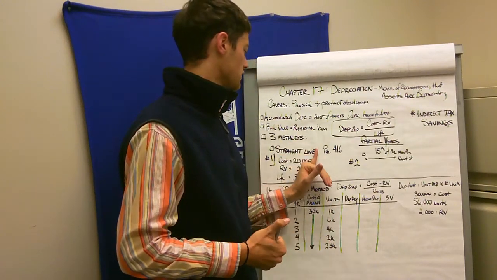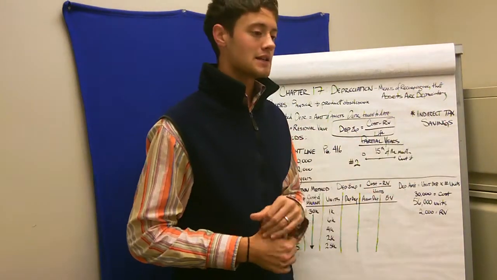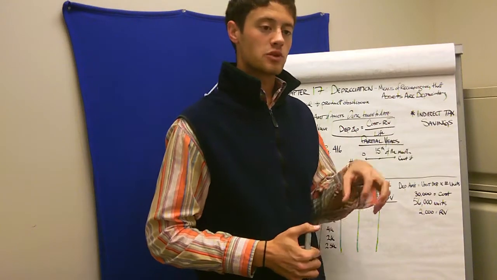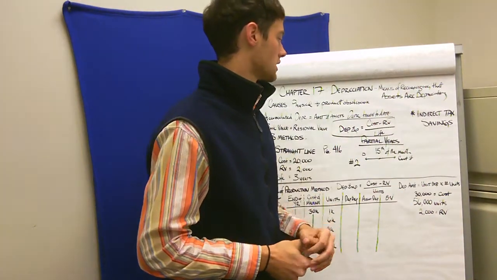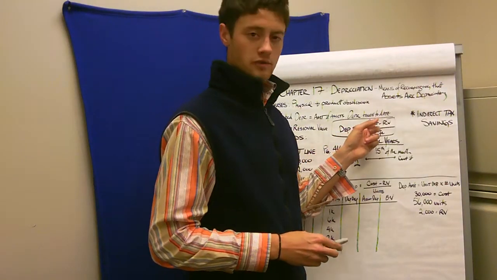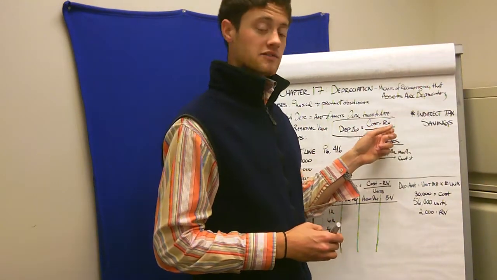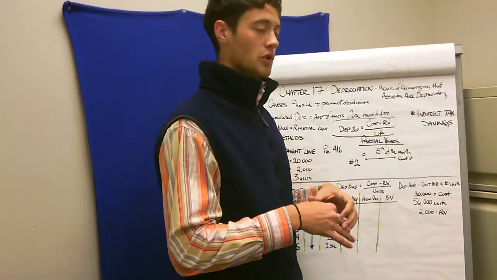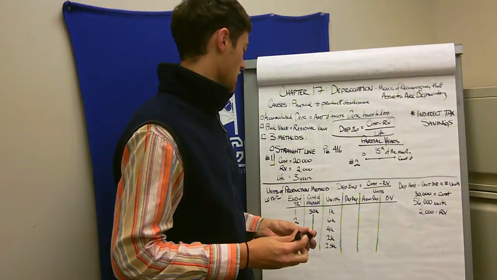To understand first straight line, it's kind of what's used in the industry. When you look at businesses using depreciation, straight line is the main one used. And how it's found is depreciation expense is the cost of whatever the equipment is minus the residual value divided by the life. So it's fairly simple, and we can do a straight line depreciation.